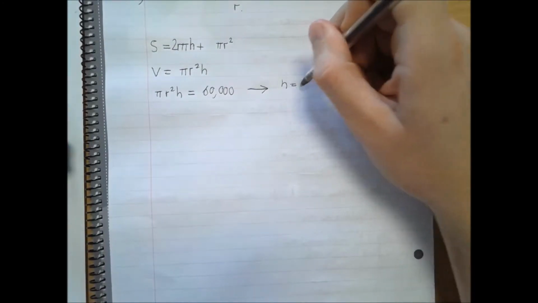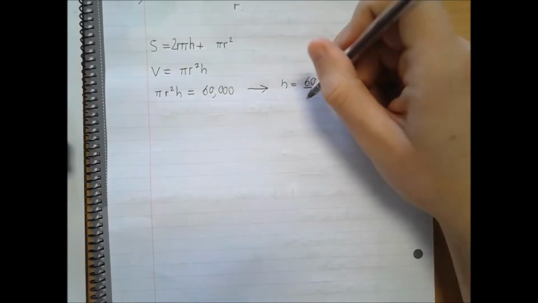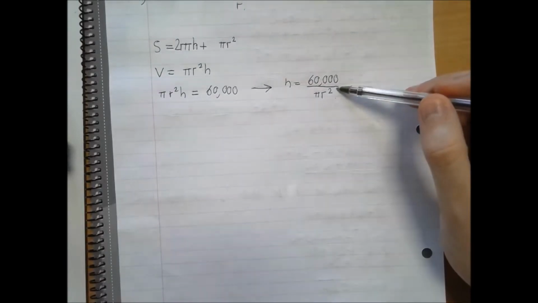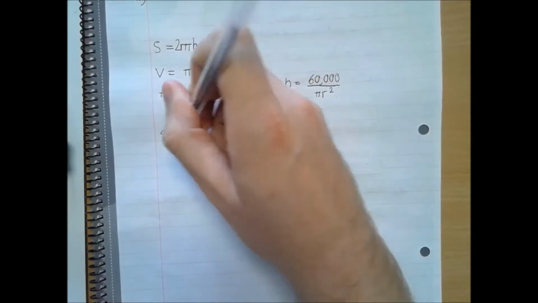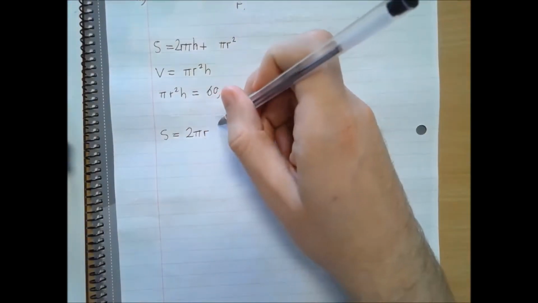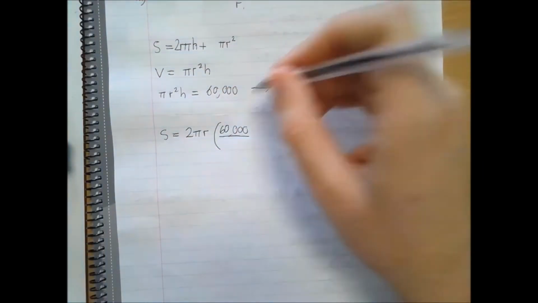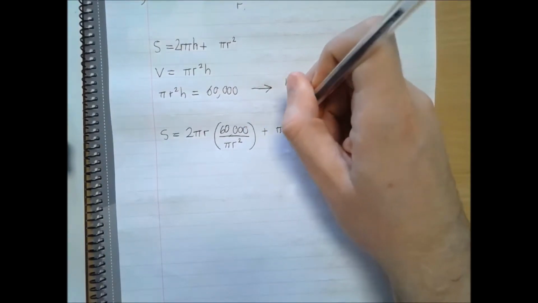And of course then we know that h equals 60,000 over pi r squared, like that. Okay, so we've got this, and of course we've got h in there. So we want to do some substitution. So what we're going to say is S equals 2 pi r, and then we're going to have 60,000 over pi r squared plus pi r squared, like that.